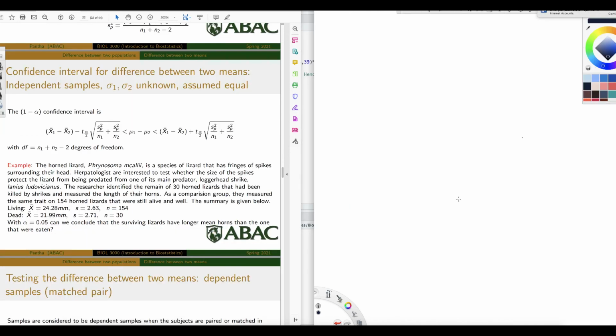Okay guys, you see that in both of these samples, the living and the dead lizards, the populations are the same, right? These two samples were taken from the same population. One sample is living and one sample is dead, but they were taken from the same population. So we can assume that the population variances, or population standard deviations, of both samples are equal.